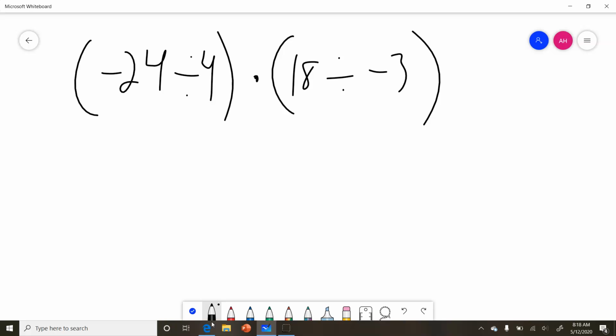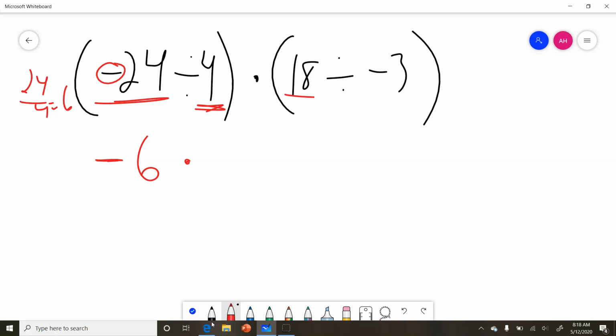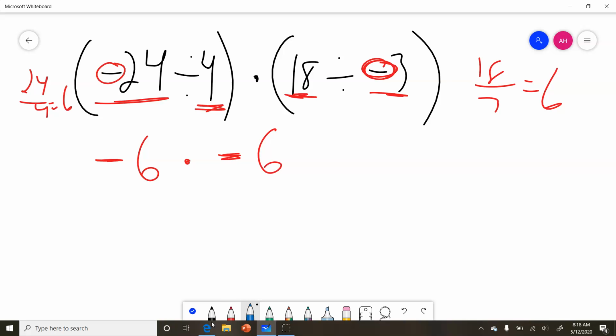Now we've got to do what's in parentheses first. So what is negative 24 divided by 4? We've got one negative, so the answer is going to be negative. And 24 divided by 4 is 6. So I've got negative 6. Negative 6 times, now I do 18. There's one positive and again one negative, so I know it's going to be negative because there's one of them. 18 divided by 3 is also 6. So we have this right here, negative 6 times negative 6.